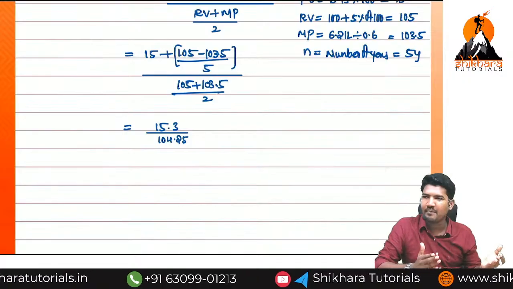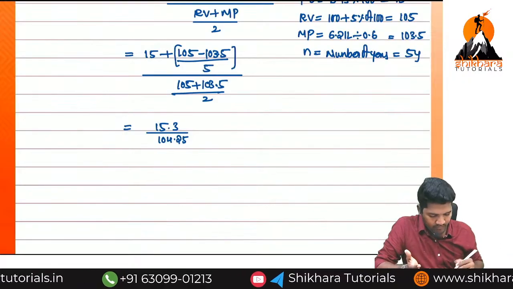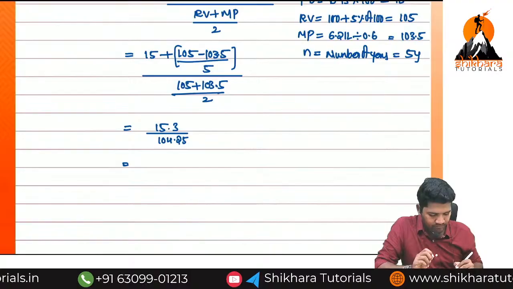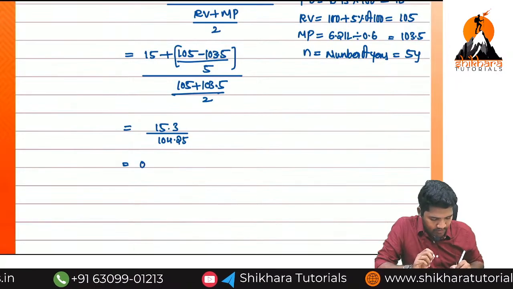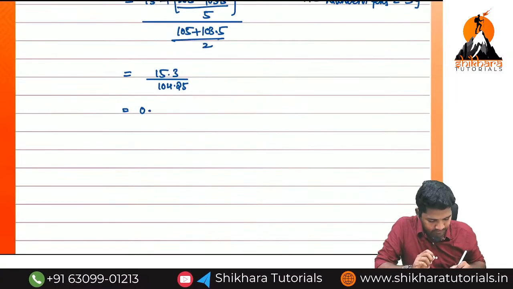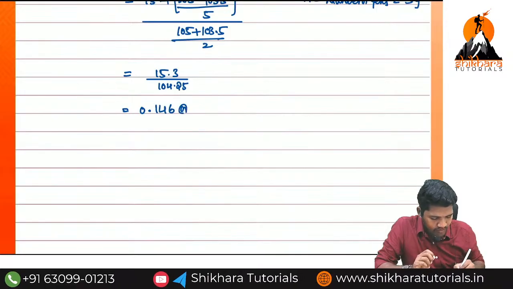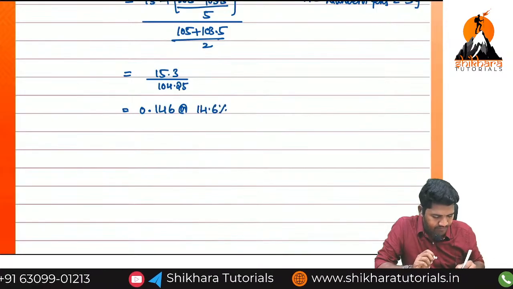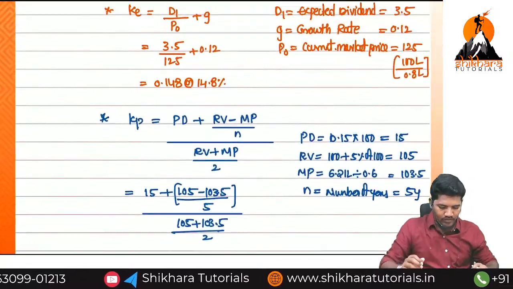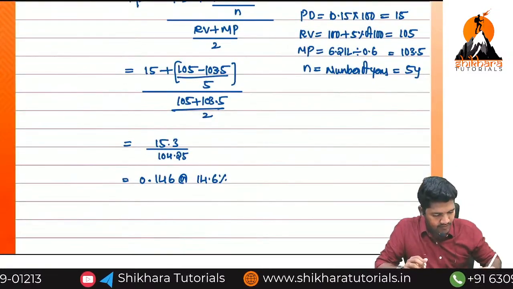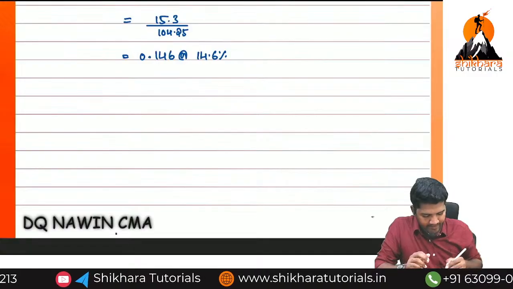If you do not multiply, you will get a rate. Now what is the answer? 0.146. You can also say 14.6%. So KP is completed. What is the next one? KD.